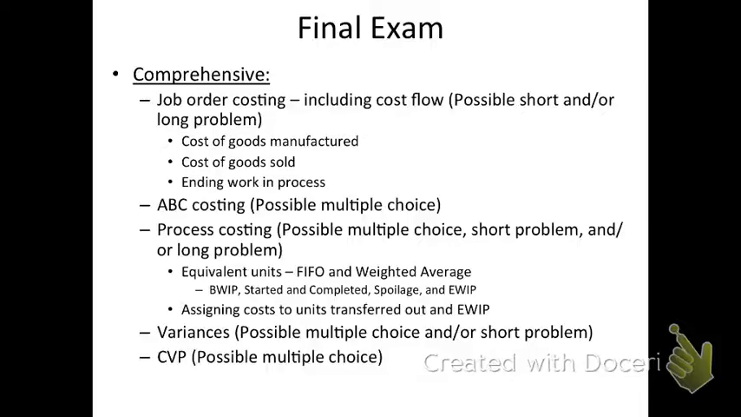Normal spoilage is included in cost of goods manufactured. Abnormal spoilage we write off to the income statement in the period that we actually identify it. Then variances, you have your multiple choice question and a short problem.